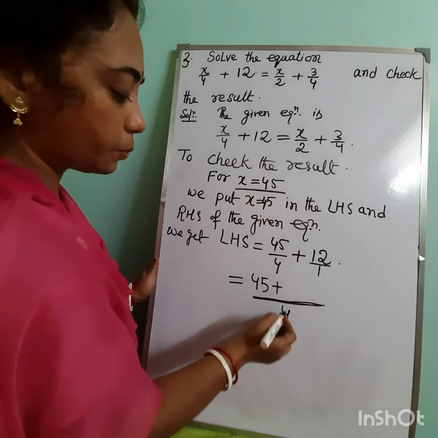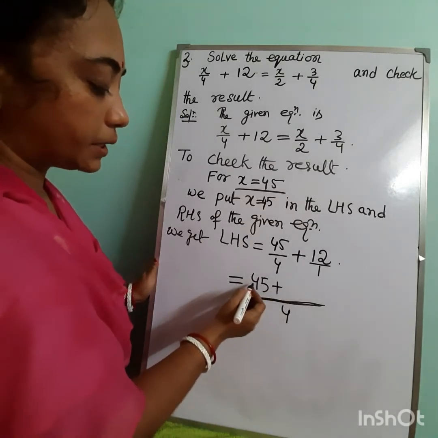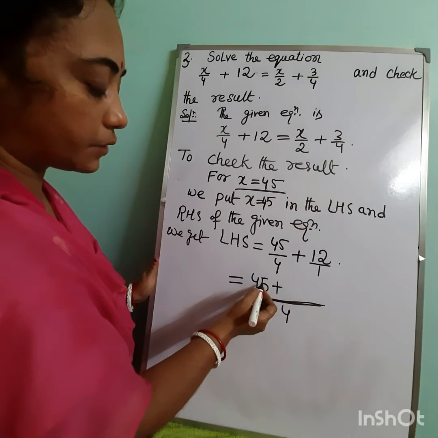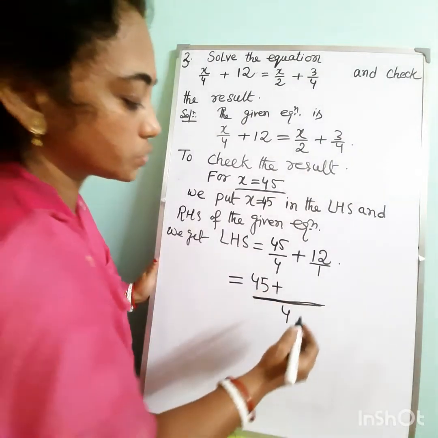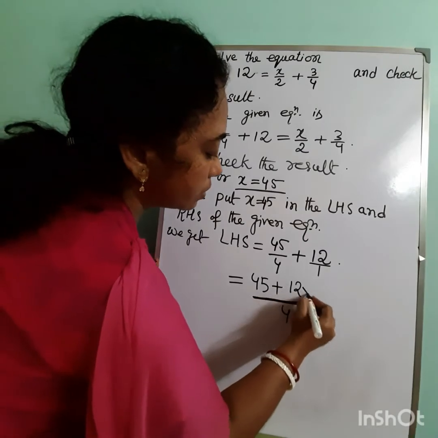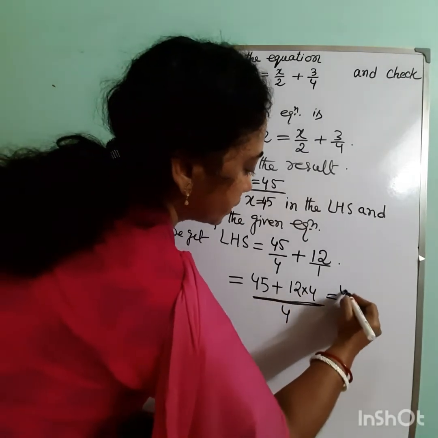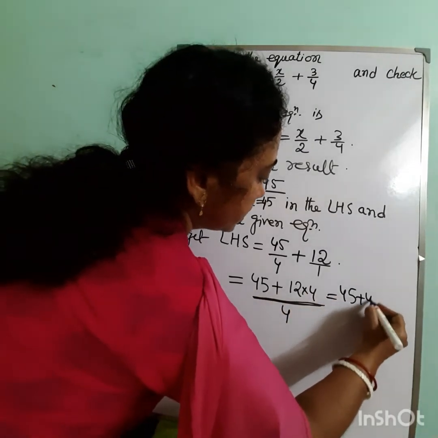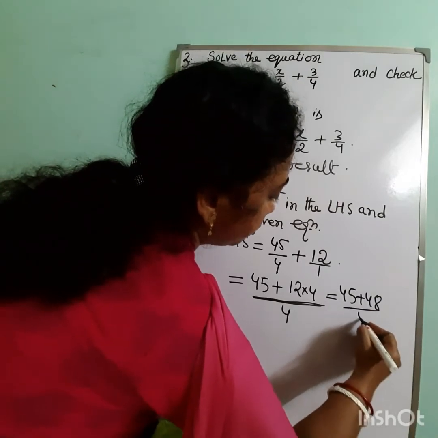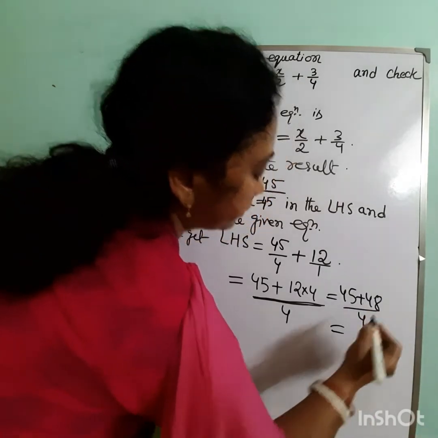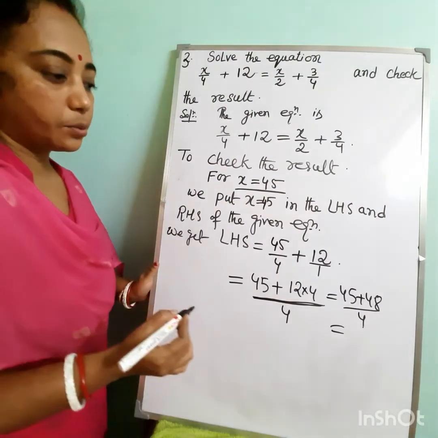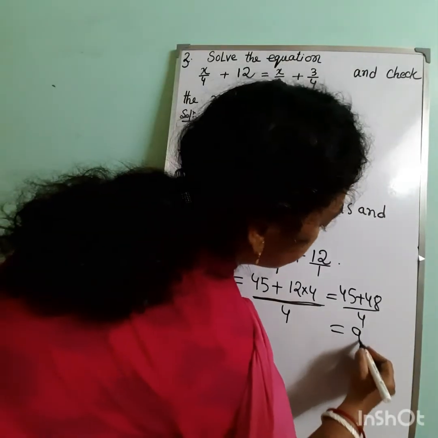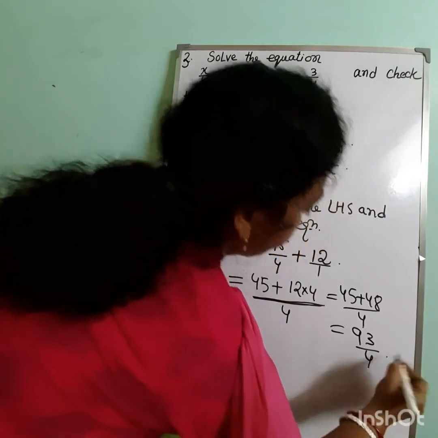If we divide 4 by 4 we get 1, so multiplied by 1 with 45 we get 45. And if we divide 4 by 1 we get 4 as the quotient, so we multiply 12 by 4. So it becomes 45 plus 48 divided by 4. That means 45 plus 48 is 93, so it will come 93 by 4.